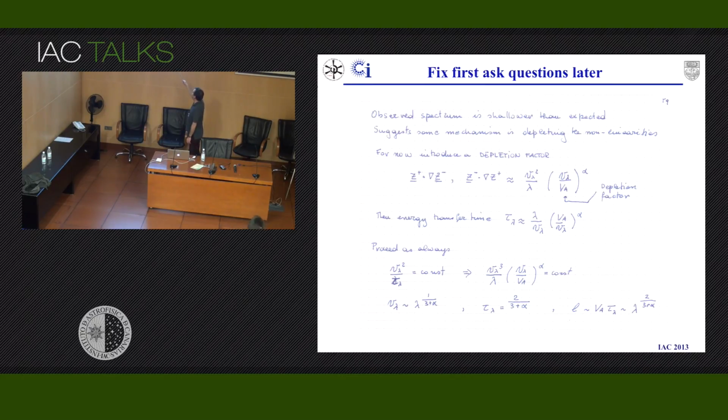Then I can go through all these contortions. The energy transfer time is increased by this depletion factor. It's going to take a little bit longer. I put it into my cascade, so here's the time scale with the depletion. Go through all of these things, and I find that the velocity scales like lambda to the 1 over 3 plus alpha. Tau goes like that, and l goes like that. So I get the scaling of everything, and they're all alpha dependent, depending on how much I think the depletion rate is.